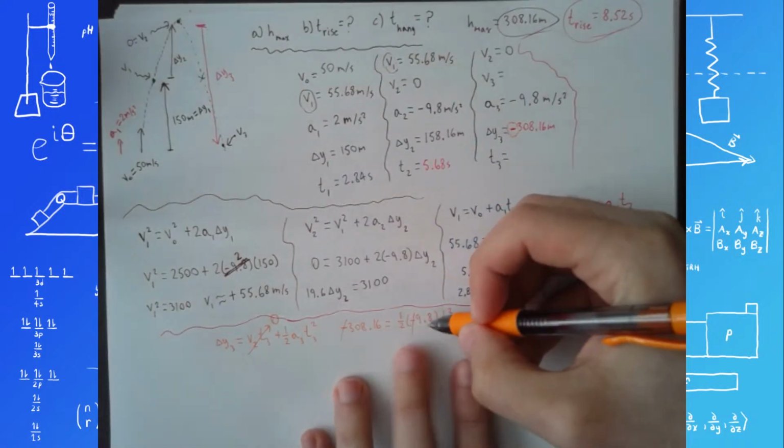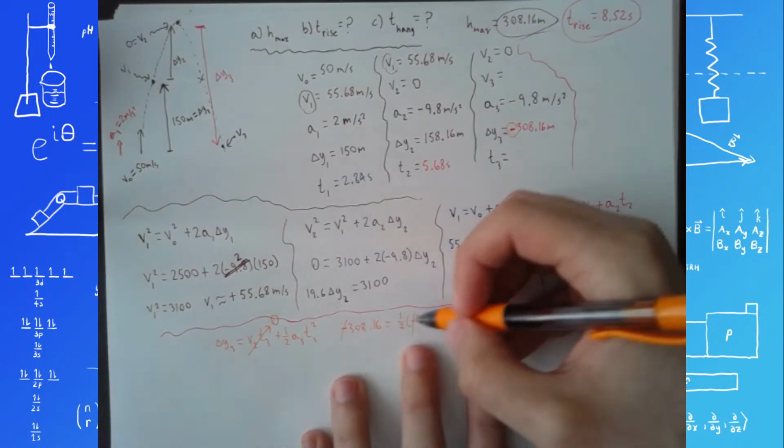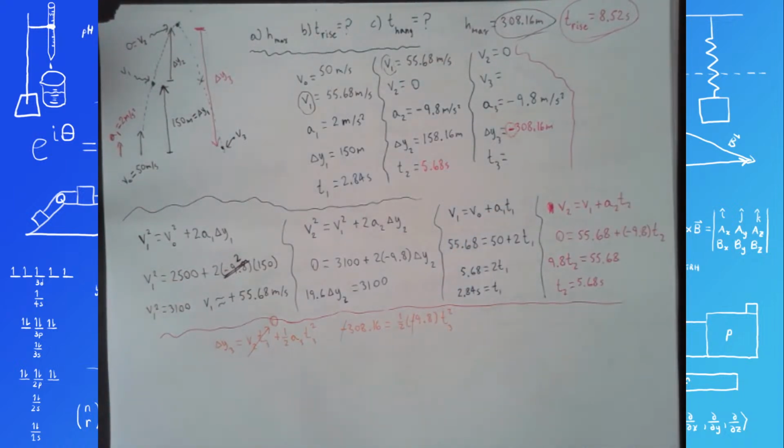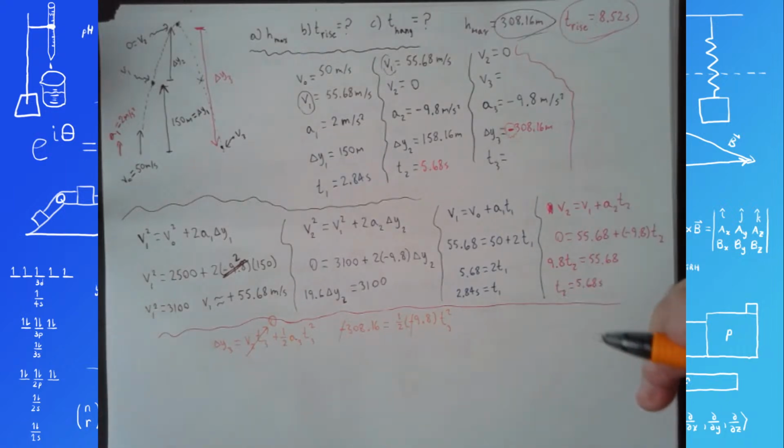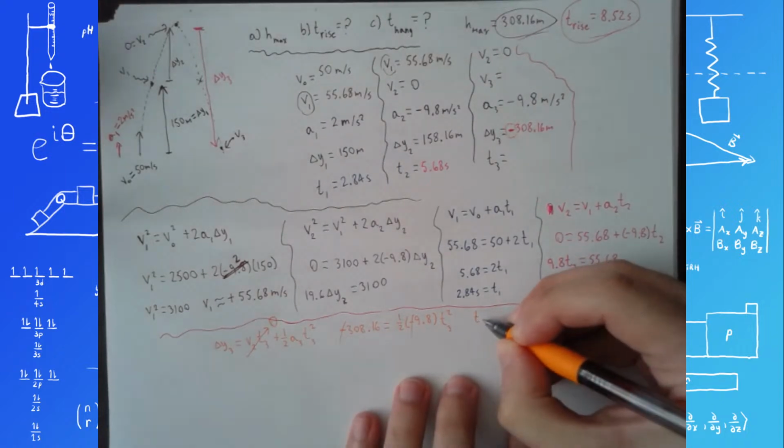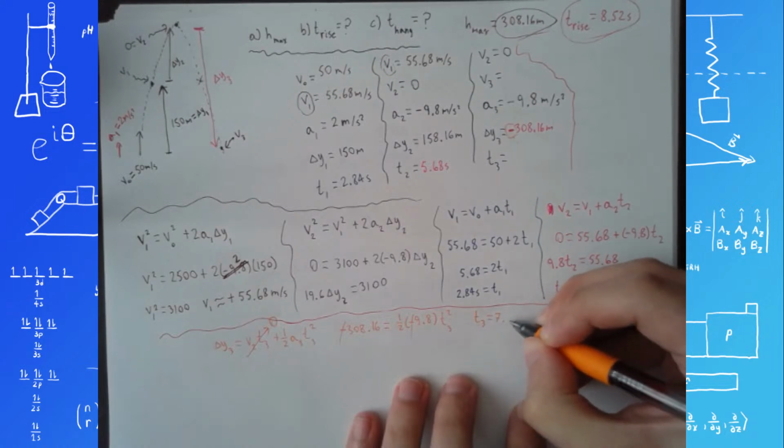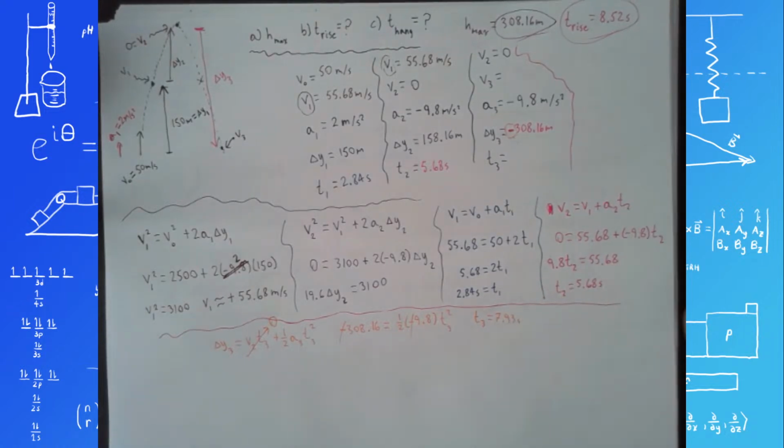Anyway, half of 9.8 is 4.9, so if I divide both sides by 4.9, 308.16 divided by 4.9 is 62.88979592. I'm not going to round that just yet. That's going to be equal to t3 squared, and if I take the square root of that number, then I get 7.93. I get t3 equals 7.93 seconds.